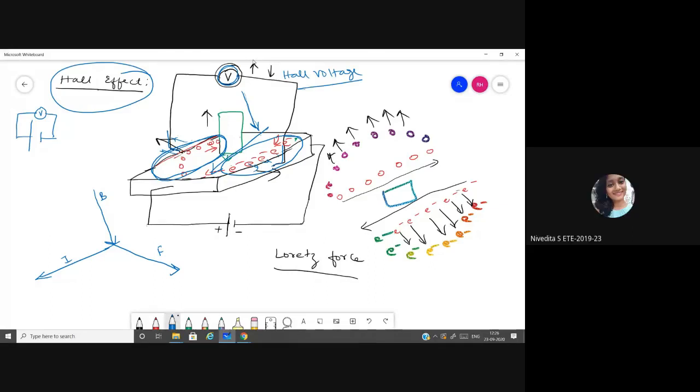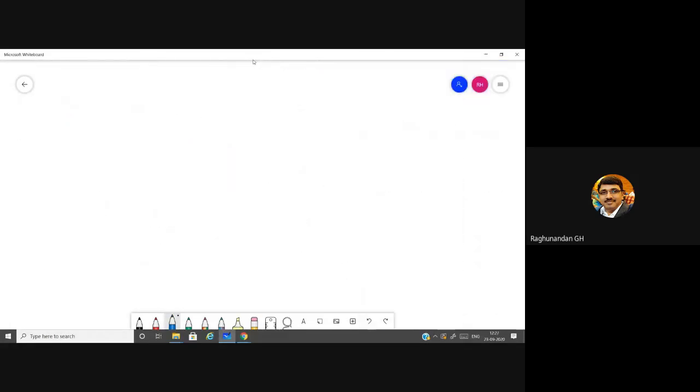Right? Yes, sir. This is known as the Hall effect, and the voltage which is generated is known as Hall voltage. This concept is very important, and this question you will get 100%, not 99.99%, 100%. Explain Hall effect and derive the necessary equation. So 100% you will be getting this question.